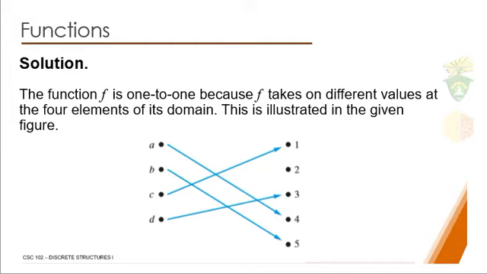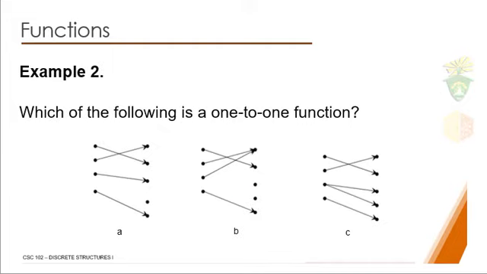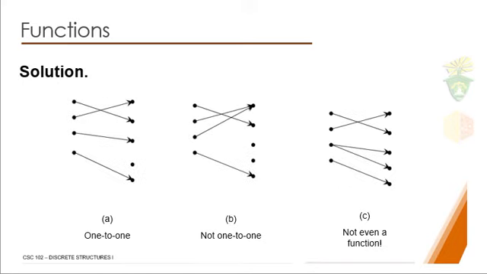Now, let's have example number 2. Which of the following is a one-to-one function? So, for this example, only item A is considered one-to-one. Kay each element sa atong range, same sa first example kagina, naay tig-isa lang ka pre-image.